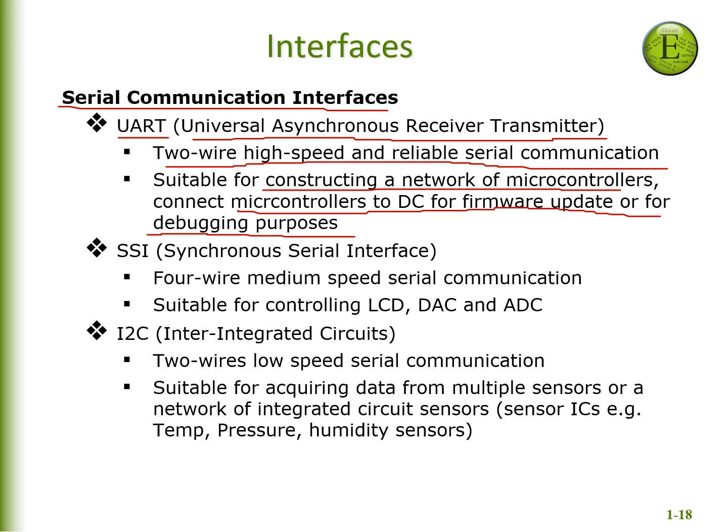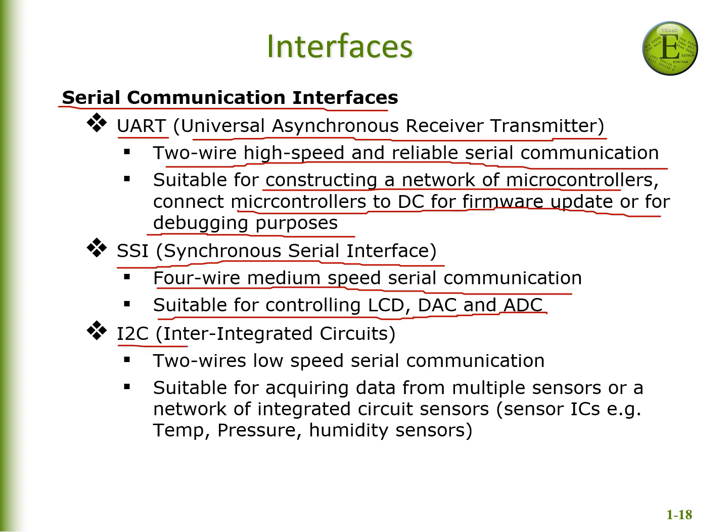The SSI interface is the synchronous serial interface, also known as the SPI interface, the serial peripheral interface. It is actually a 4-wire medium-speed serial communication interface that is suitable for controlling some interesting peripherals that we saw in the beginning of the lectures: the LCD, the ADC, and DAC, and some others.